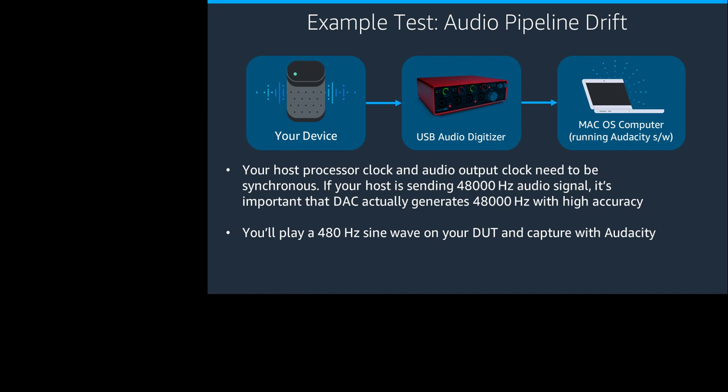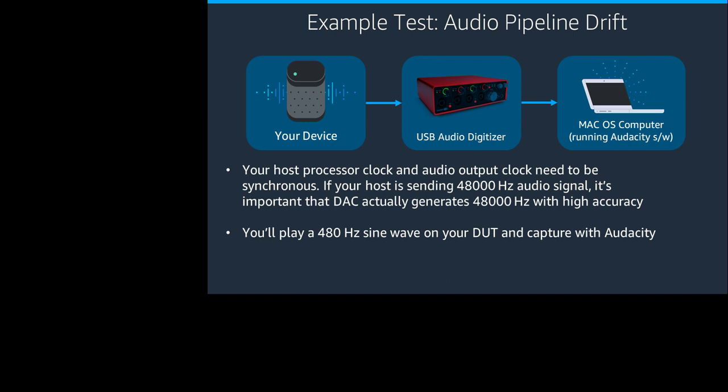For example, the first test is the audio pipeline drift test, where you take your device and hook it up to an audio digitizer, and that audio digitizer is going to sample the audio accurately, running in this case Audacity. We do some calculations based on the samples to make sure that when you're playing 48 kilohertz, you're actually generating 48 kilohertz. And the good news is that if you've got some drift in there, we can actually adjust for it.